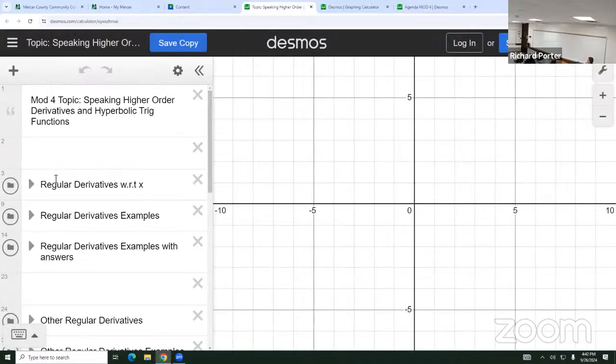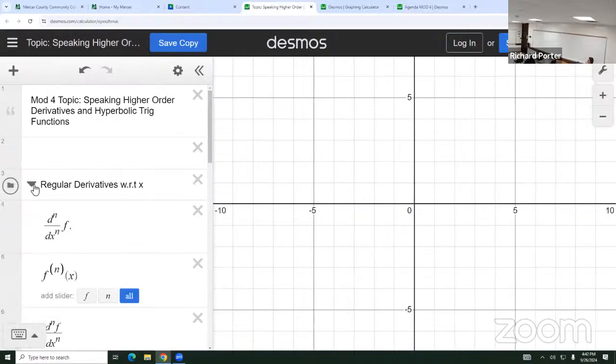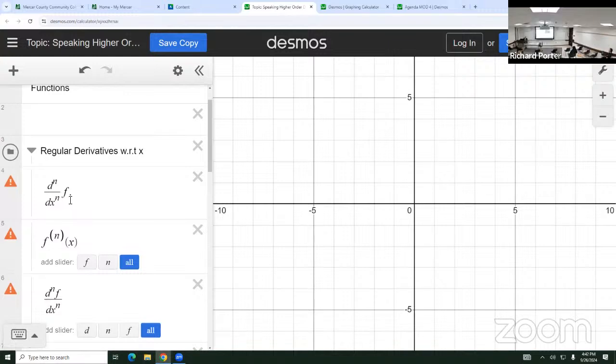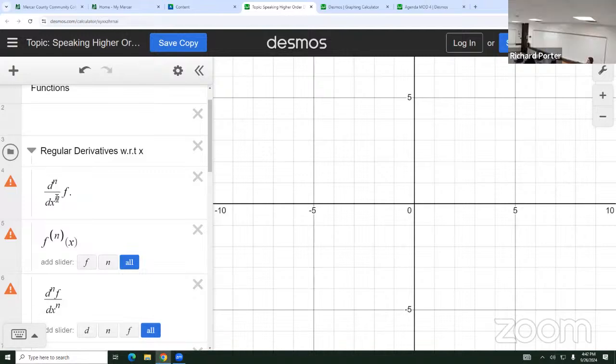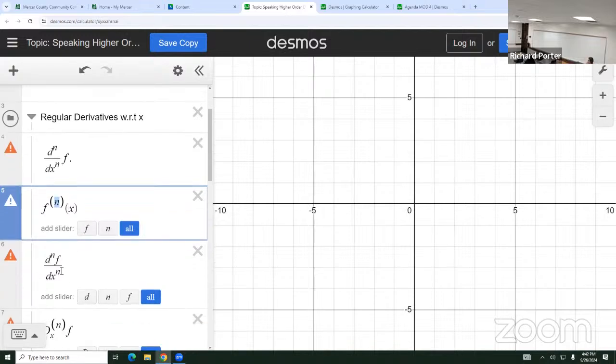And there's also me saying the higher order derivatives out loud. So let's take a look at them. This is higher order derivatives. When you see it written that way, that means the nth derivative. d to the nth power, dx to the nth power, that just means the nth derivative. If you put a little n in parentheses, that's not the function raised to a power. That means a derivative.